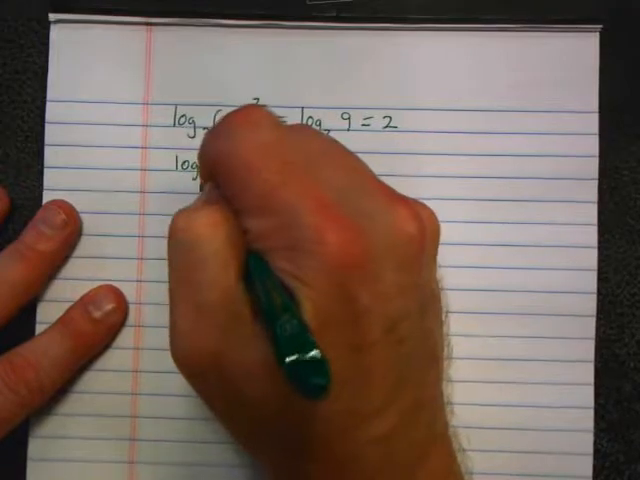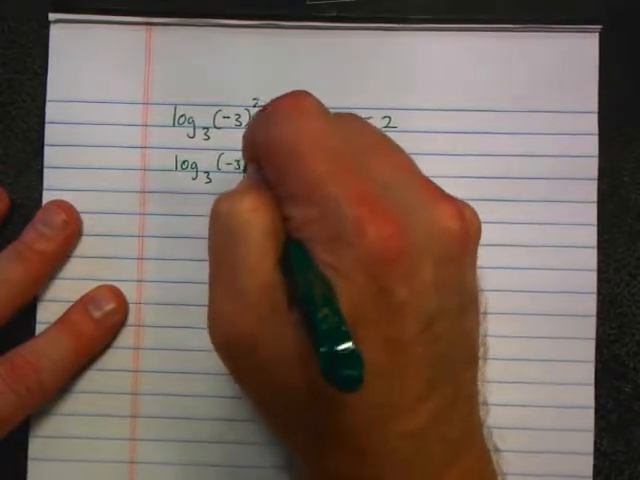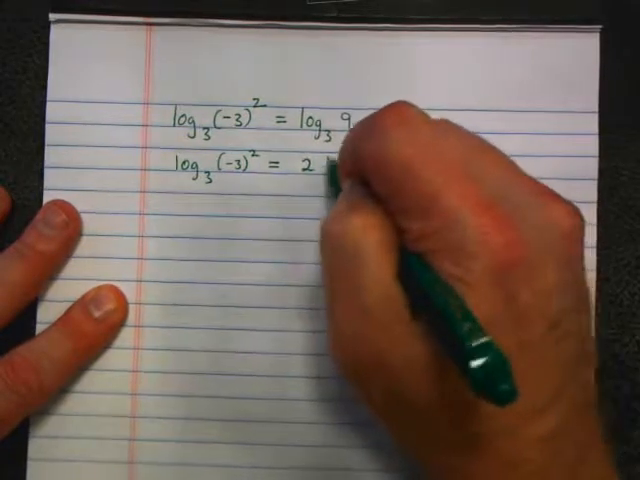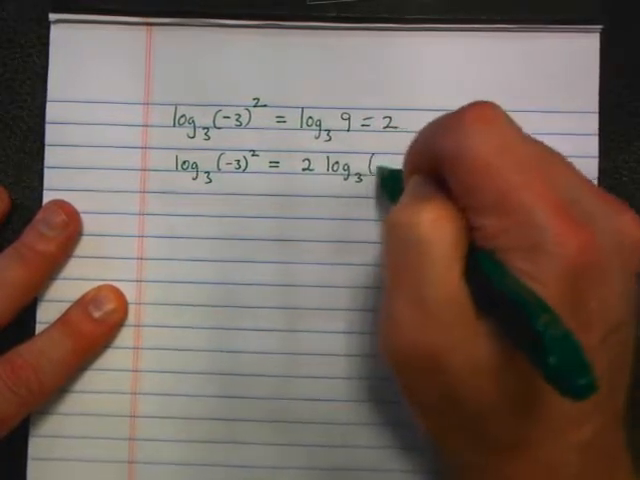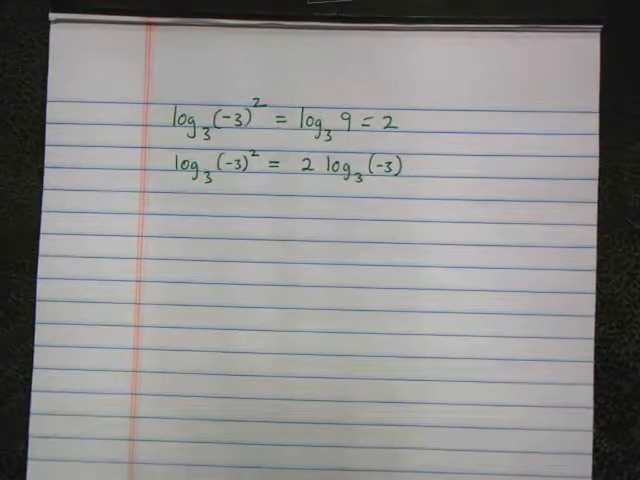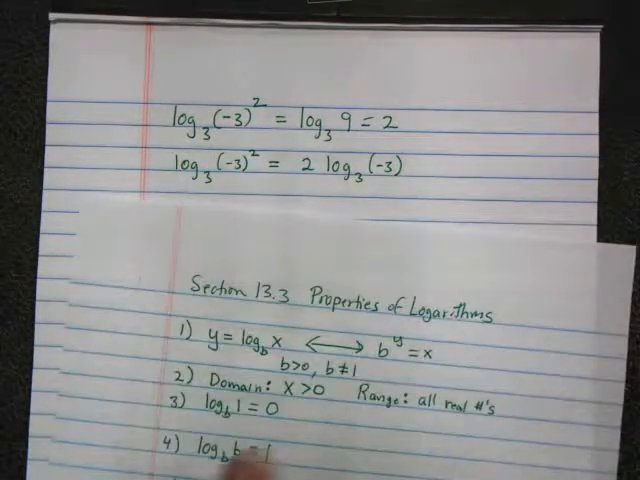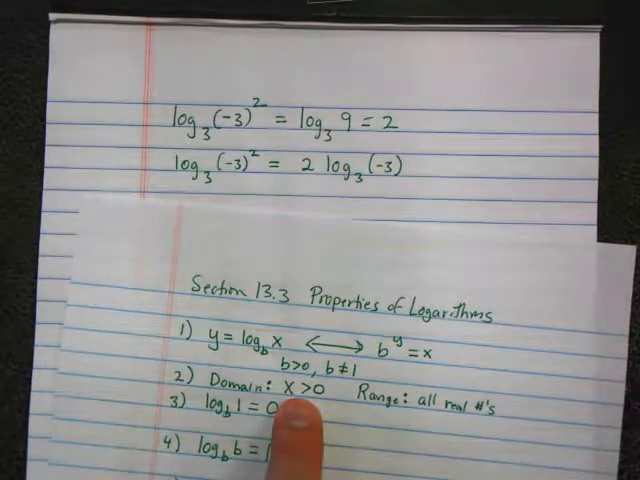However, log base 3 of negative 3, what happens if I try to pull that exponent down front? What's the log base 3 of negative 3? What do you mean by nothing? I can't do it, can I? That goes all the way back to the domain thing. What kind of numbers can we plug in for x? All positive. Only positive numbers.